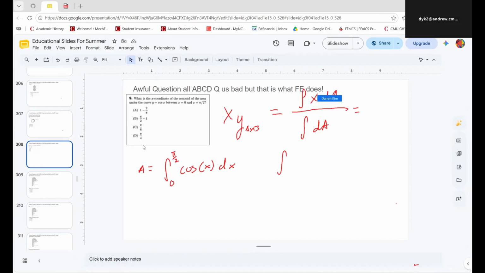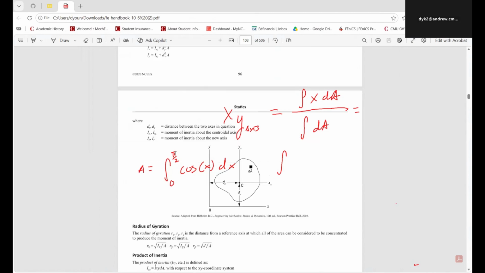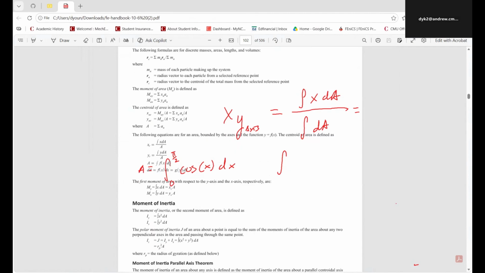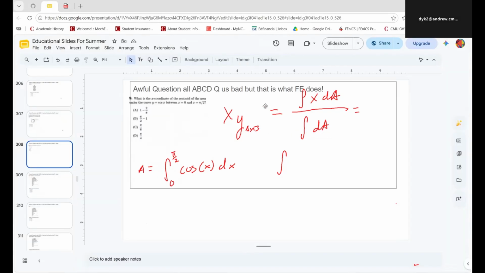Do I remember correctly? Let me double check. Always remember that it is the opposite, opposite, opposite. Like this is opposite. Wait, no, it's not. It is y. No, I was right the first time. It's a centroid, not the moment of inertia. I apologize. I was right the first time.